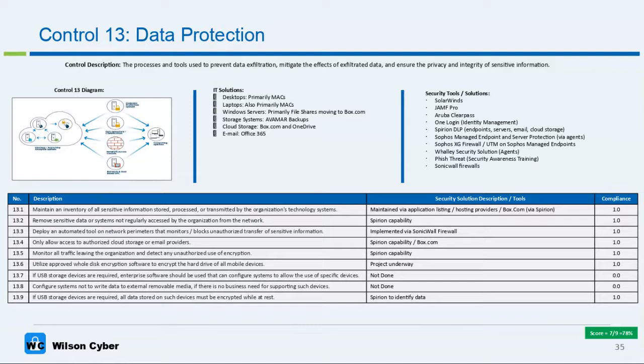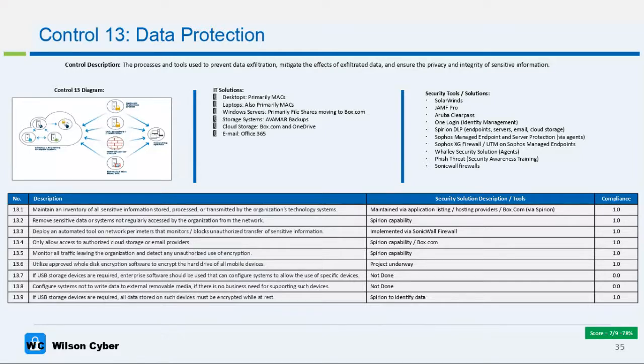Maintain an inventory of all sensitive information stored, processed, or transmitted by the organization's technology systems. Remove sensitive data or systems not regularly accessed. Deploy an automated tool on the network perimeters that monitors unauthorized transfer of sensitive data. Here's where we're looking at DLP. Allow only access to authorized cloud storage or email providers. Monitor all traffic leaving the organization to detect any unauthorized use of encryption.